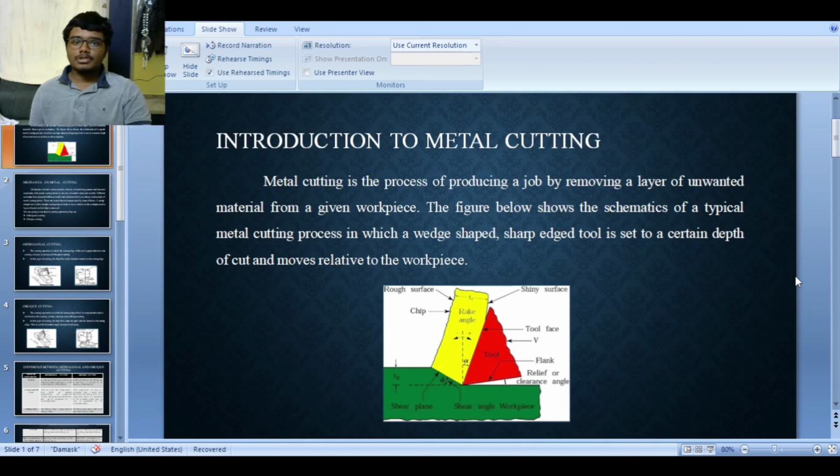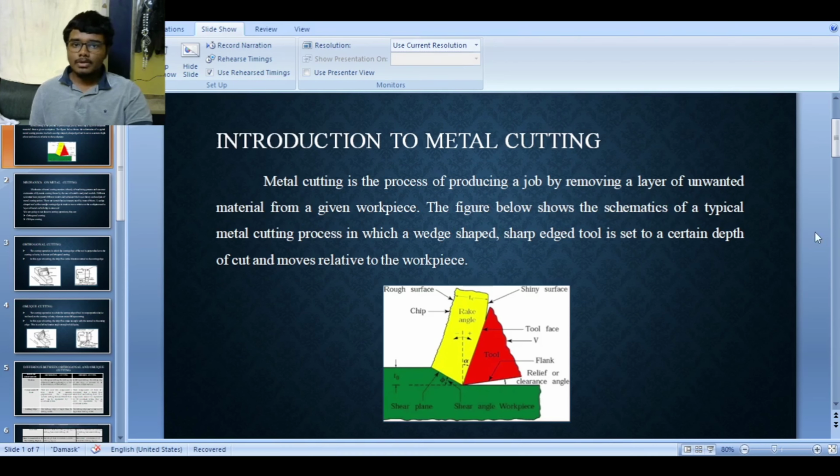Metal cutting is the process of producing a job by removing a layer of unwanted material from a given workpiece. Imagine that in your hand you have a raw workpiece and you need to convert it into a required shape. For the conversion, you need to remove the excess metal outside the required shape. So the process of removing the unwanted metal from the given workpiece is known as metal cutting.